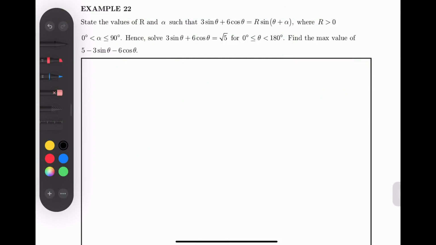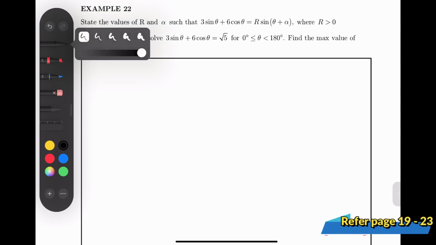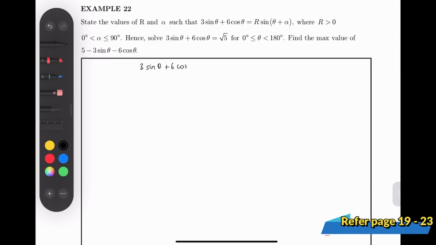Let's try example 22. Take the values of R and alpha such that 3 sin theta plus 6 cos theta equals R sin(theta plus alpha). Please take note that alpha will be between 0 and 90 degrees only. Okay, so let's start. 3 sin theta plus 6 cos theta equals R sin(theta plus alpha).